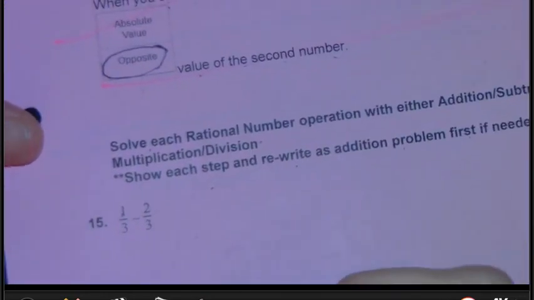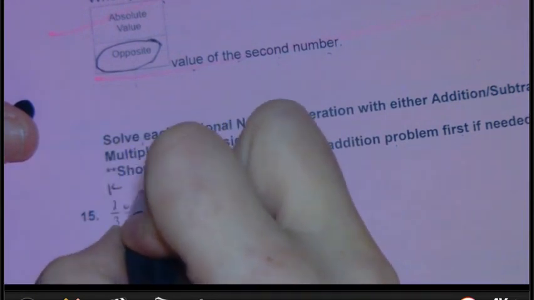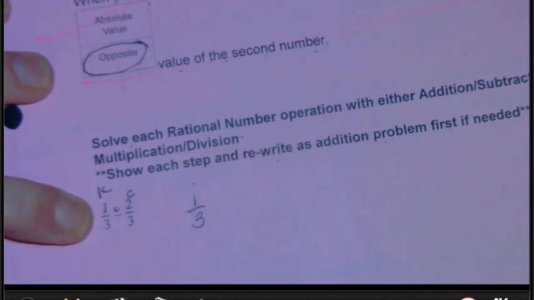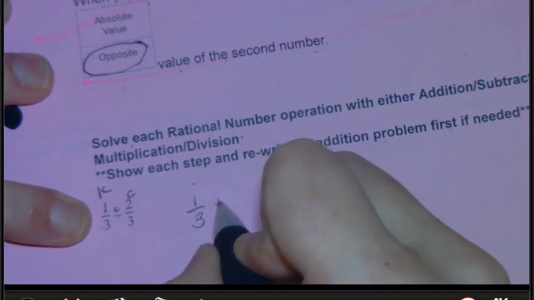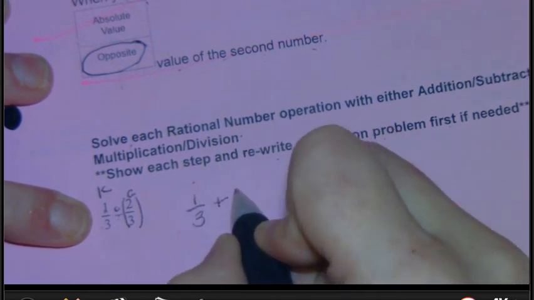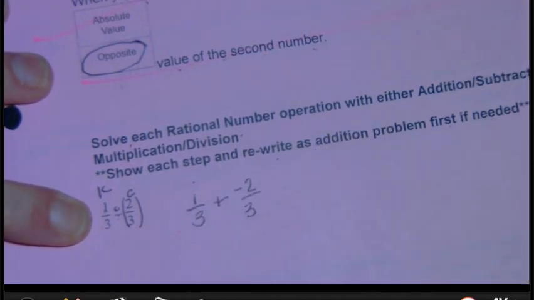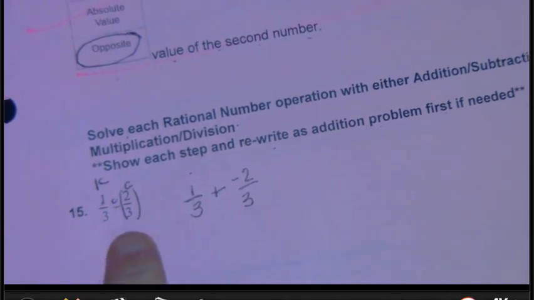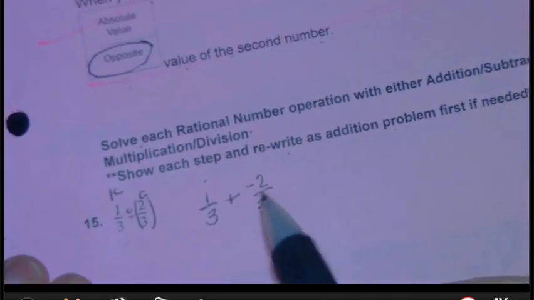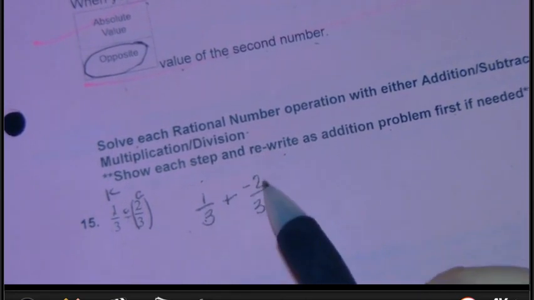Okay, so I'm going to use, and we've already used it before, keep, change, change. I'm going to keep the first term of 1/3, change subtraction to addition, and change the value of the second term and take the opposite value of the second term. Originally it was positive, so now it's negative. Okay, then I have two numbers. I have 1/3 plus negative 2/3.